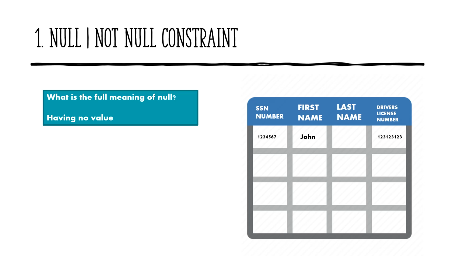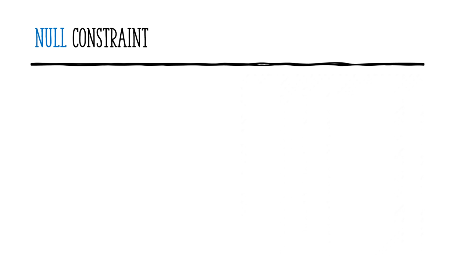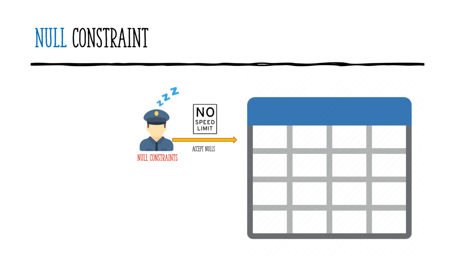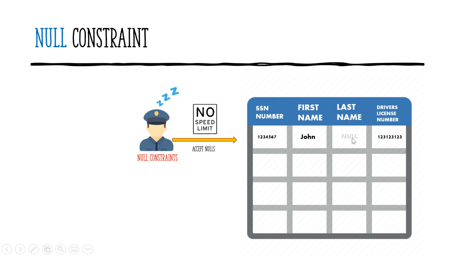and if we enter this particular data and we do not have any value in this particular last name column for the first row, what does it mean? It means it is null. So let's see what a null constraint does. A null constraint accepts null values. So if you insert this row without the last name in it, it's going to execute.